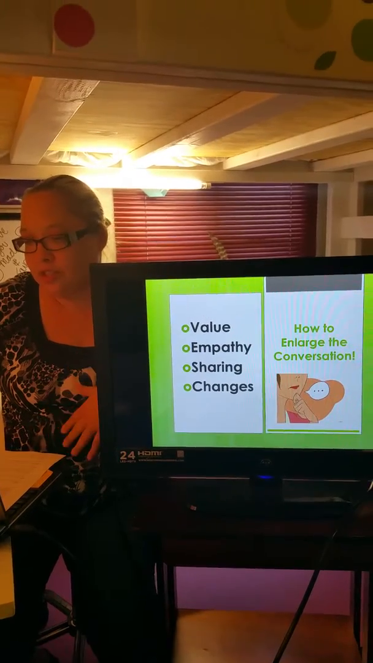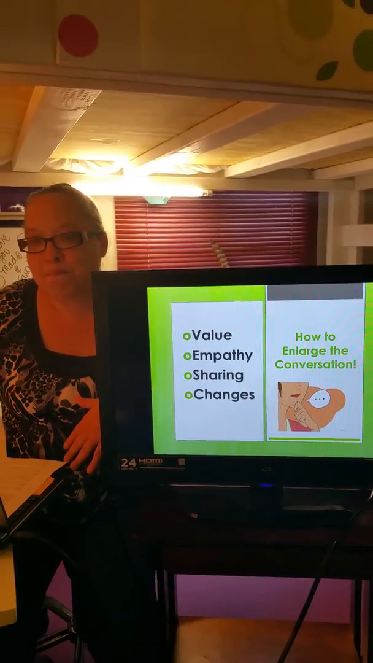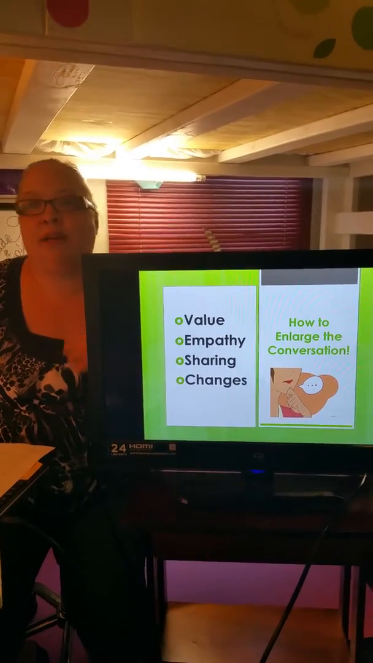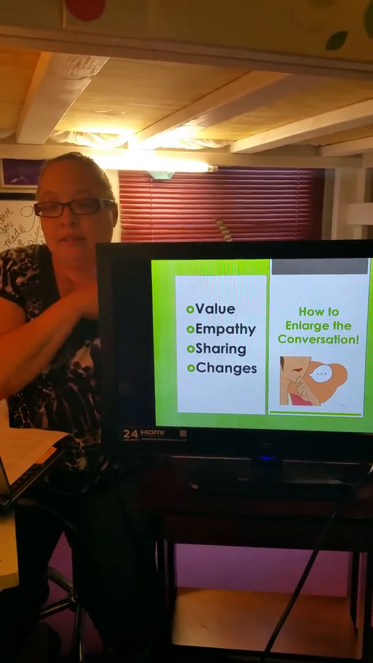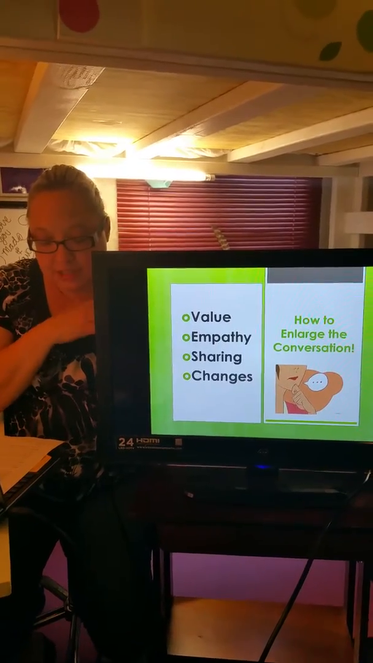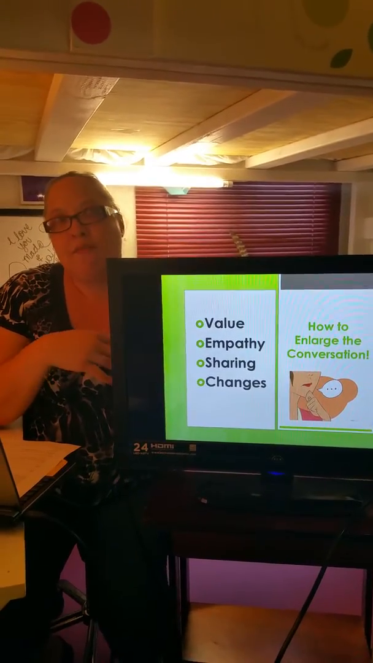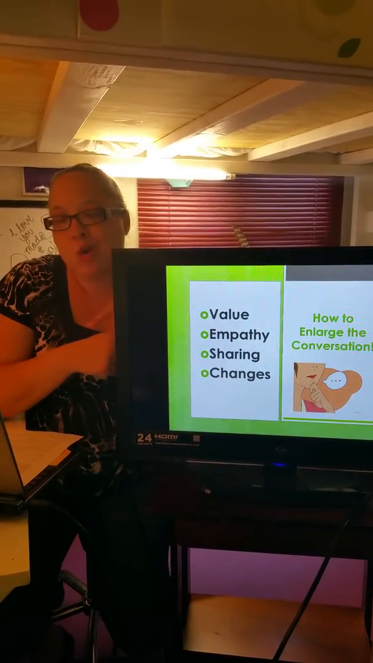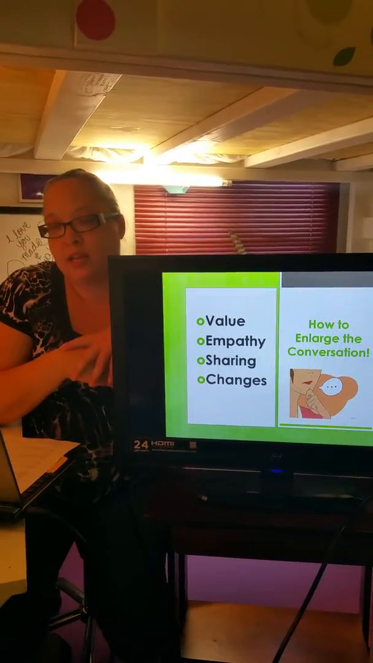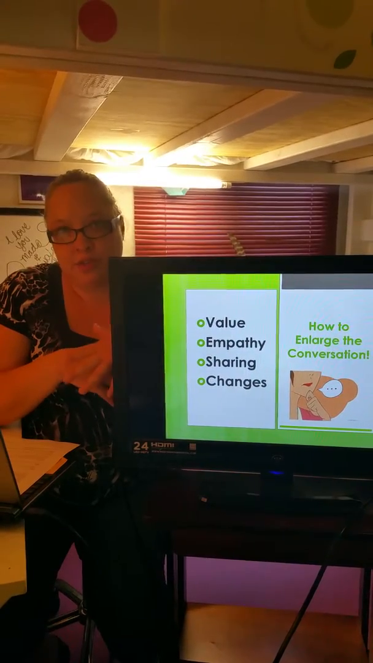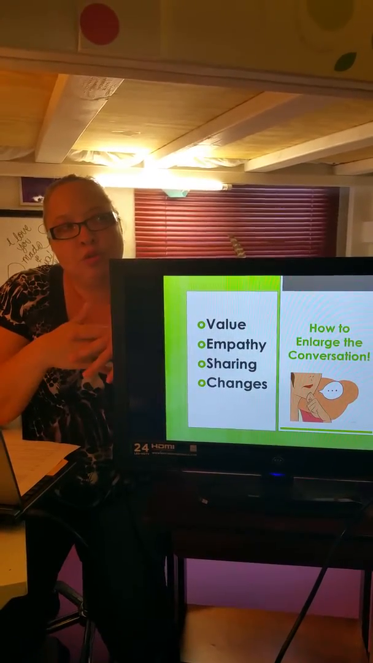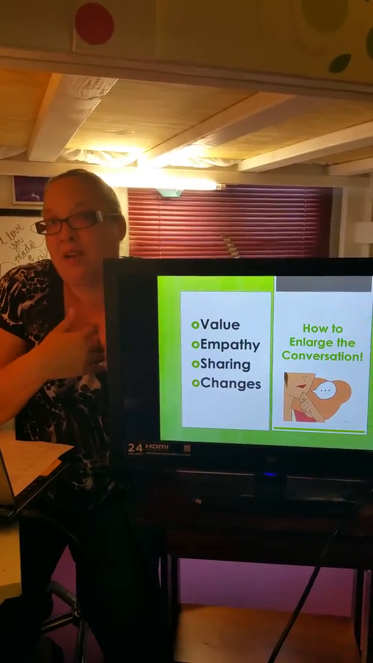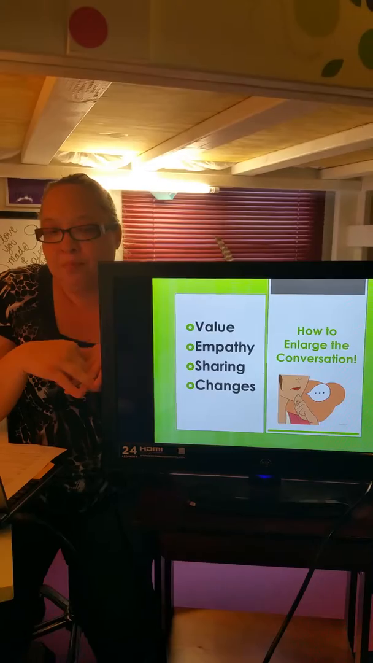How do I enlarge the conversation? That's very challenging, because there are certain attributes that are part of this, and that would be the value. You're going to basically just value the person who they are, where they are, and why they're even talking to you. You're going to show empathy in regards to what they're saying. Truly put yourself in their shoes. Truly open your mind, if you will, to how important what they're saying is to them.